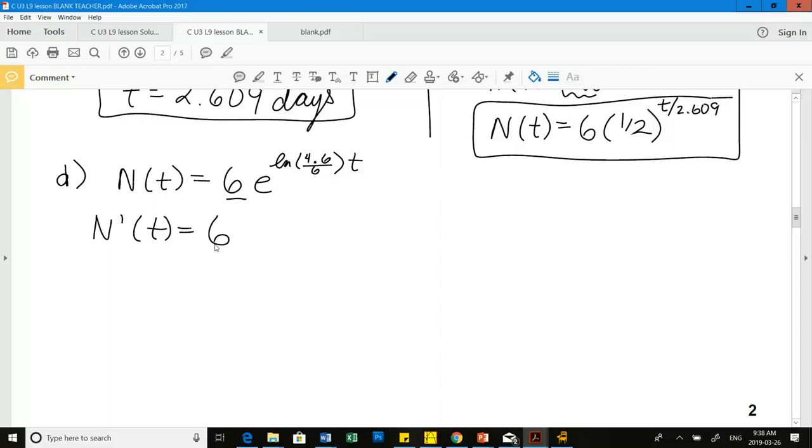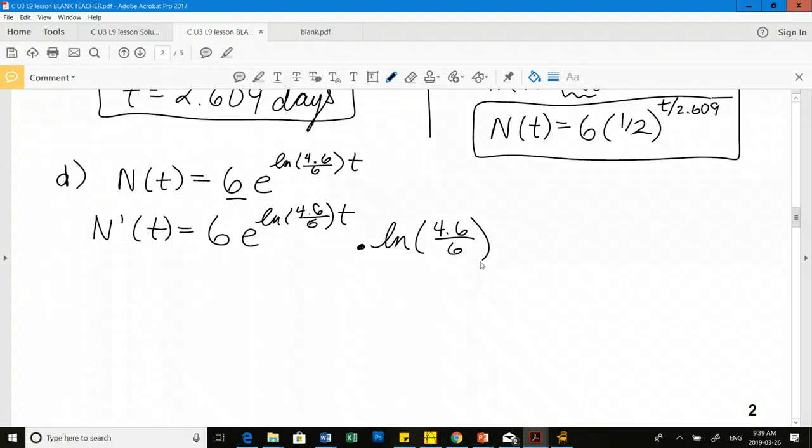Okay? The derivative of e to the exponent anything is e to that exponent. So we will get this back. And then I need to multiply by the derivative of the exponent. What is the derivative of 2t, let's say? 2. So what's the derivative of the ln of 4.6 over 6 times t? The ln of 4.6 over 6. Very good, yep. Because this is just a number, right? So that's why we have to multiply by that.